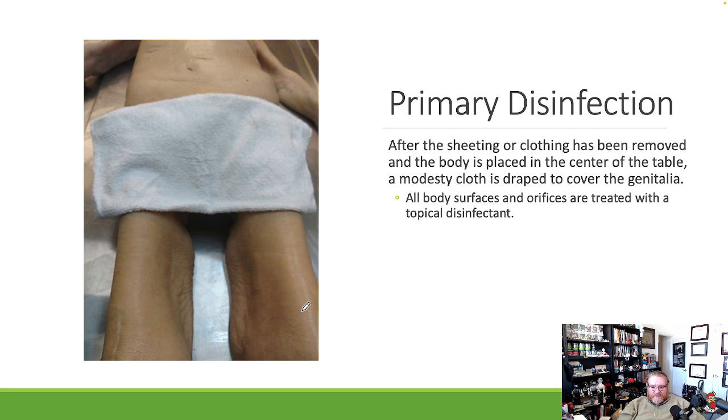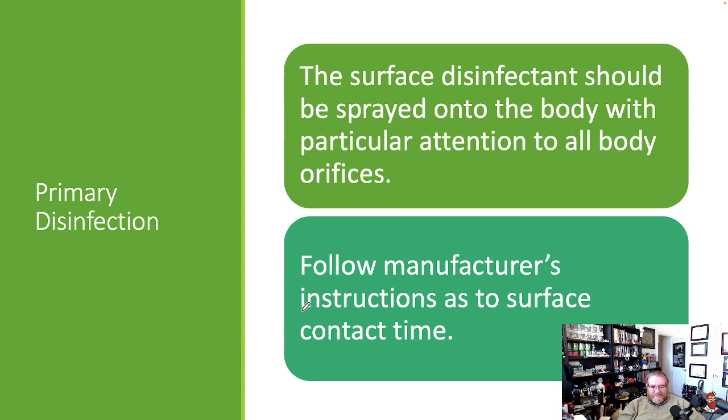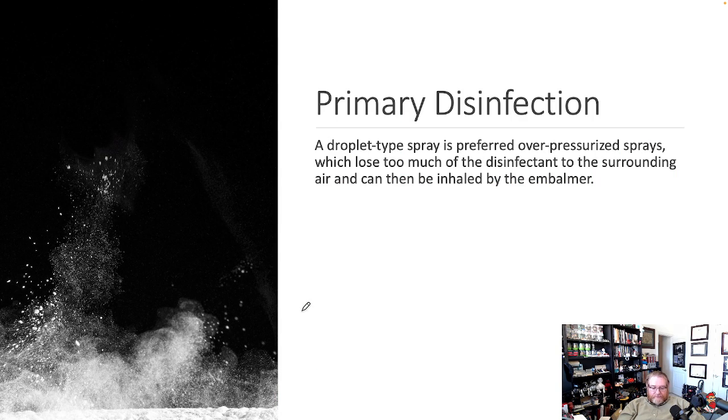All body surfaces and orifices are treated with a topical disinfectant. The disinfectant should be sprayed onto the body with particular attention to all body orifices. Spray into the nose, into the ears, the genitalia, every place, the mouth, and follow manufacturer's instructions as to surface contact time. If it says spray the body and let sit for 5 minutes, spray the body and let it sit for 5 minutes while you do your analysis. This will give time for the spray to kill the microorganisms.